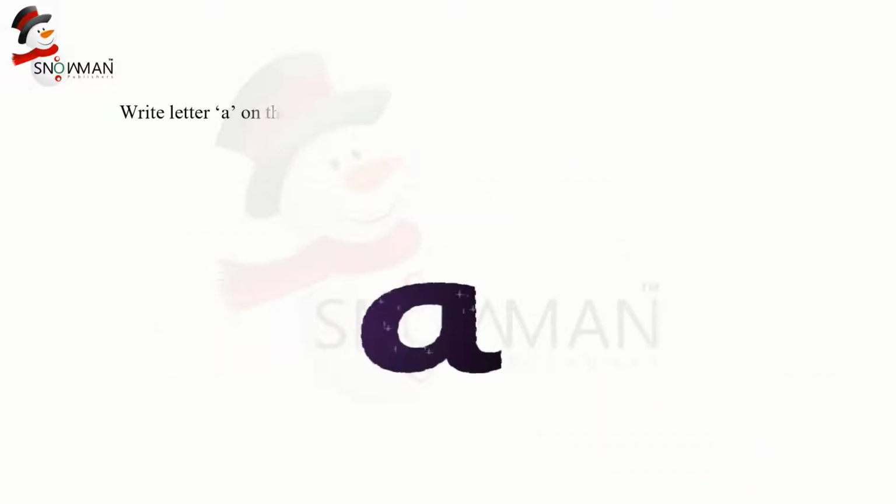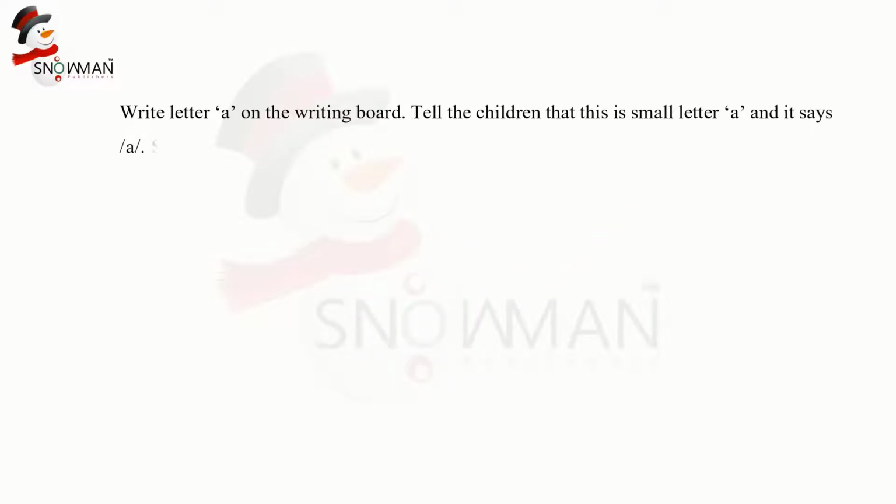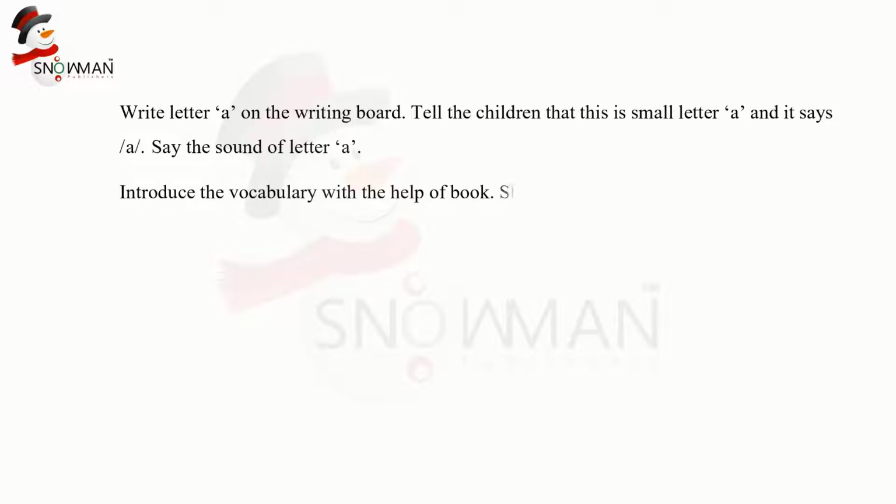Write the letter A on the writing board. Tell the children that this is small letter A and it says A. Say the sound of letter A. Introduce the vocabulary with the help of the book. Show pictures and say words with their initial sound.